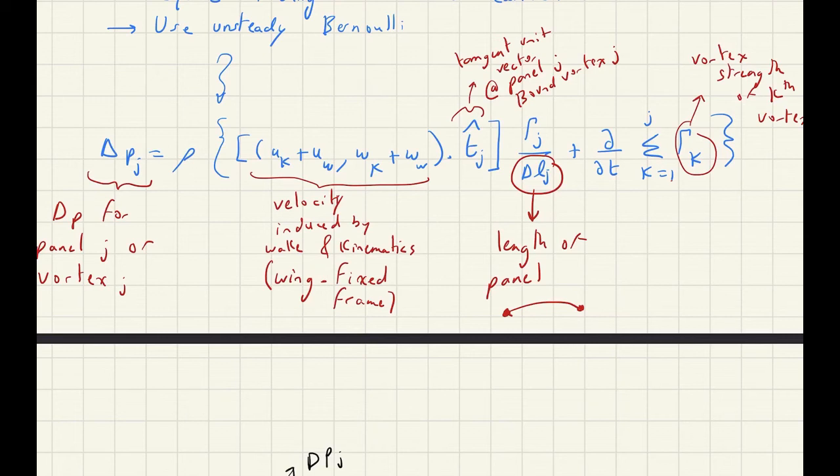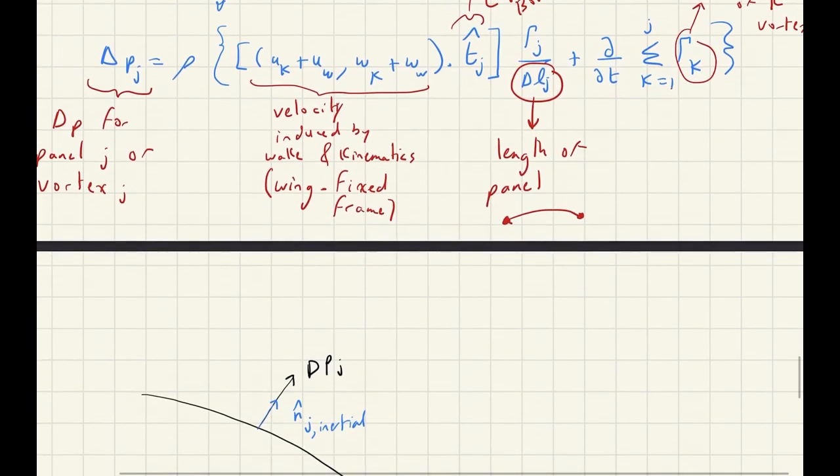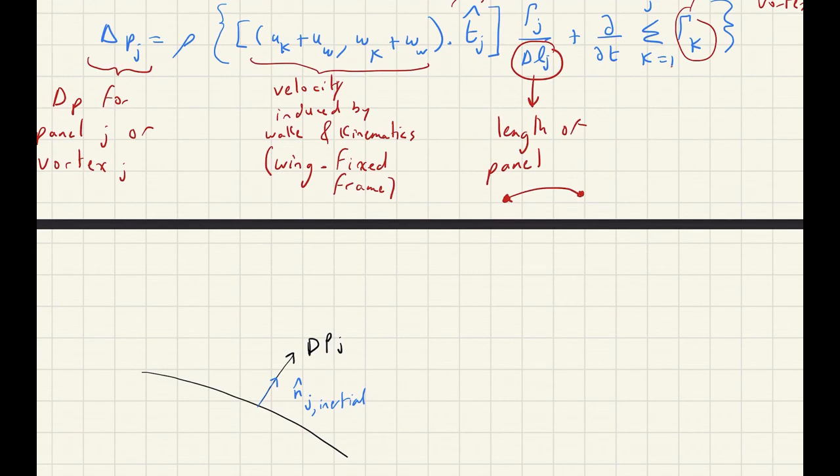As J increases, so as you move along the wing, this term here will increase and you will sum more and more vortices. So let's say you are at the second bound vortex, then you sum from K equals 1 to 2, so you say gamma 1 plus gamma 2. If you're at the third one, then it's gamma 1 plus gamma 2 plus gamma 3, and so forth. So I hope that conveyed this point.